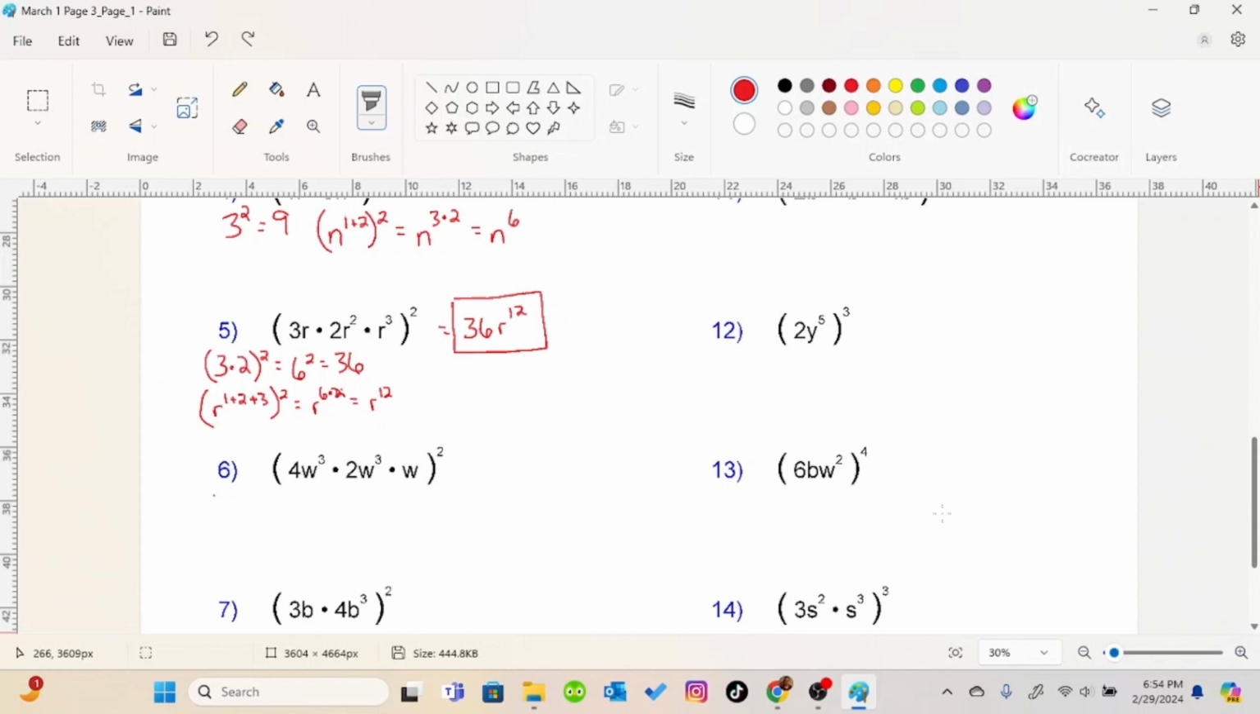Number 6. We have 4 times 2 squared. 4 times 2 is 8. 8 squared is 64. We have W, 3 plus 3 plus 1 squared. 3 plus 3 is 6. 6 plus 1 is 7. And now we multiply that by 2, and we get W to the power of 14. So when we combine it, we get 64 W to the power of 14. And that is the final answer.